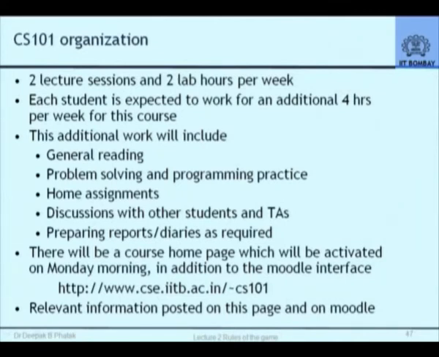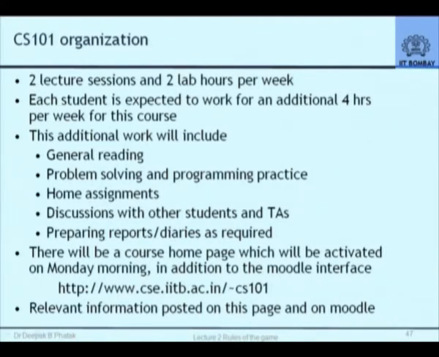There will be 2 lecture sessions and 2 lab hours. Additionally, I would expect each one of you to work for 3 to 4 hours extra per week, reading something, problem solving, practicing, discussing with someone, doing some home assignments, or preparing reports or diaries, whatever is required. This is the standard in IIT. Any course which has so many prescribed contact hours, you roughly have so many hours of extra work. That is how the whole timetable is designed, so that you have that much of available time.